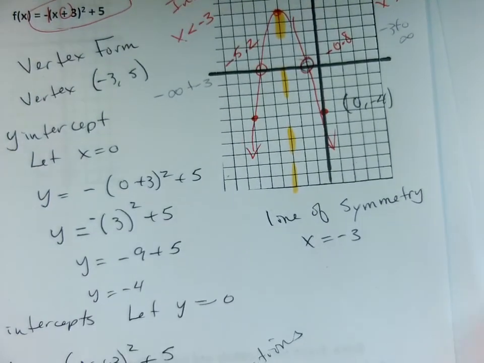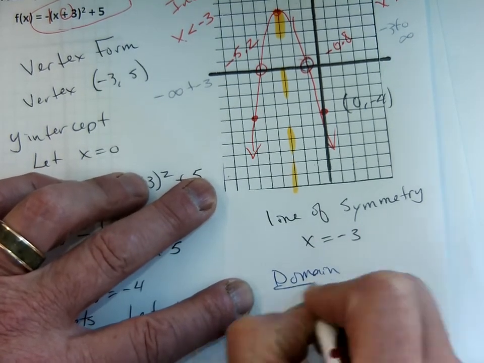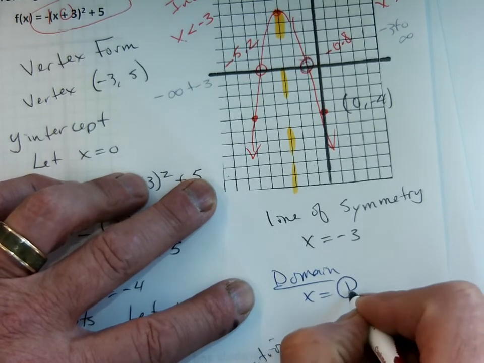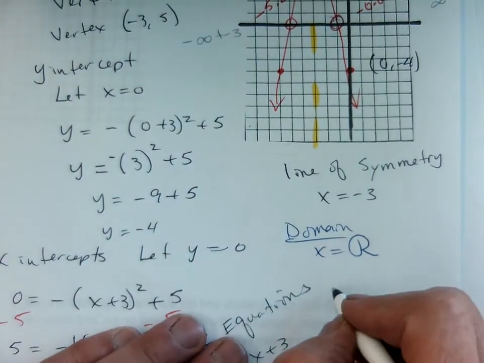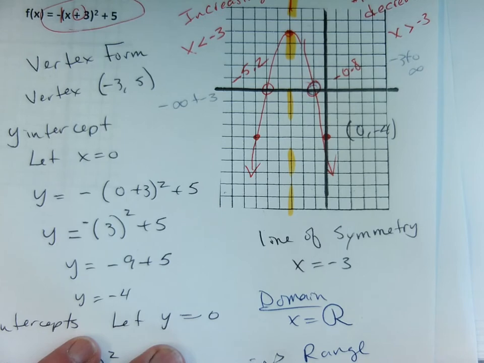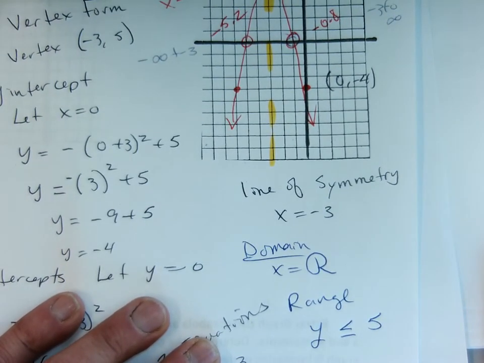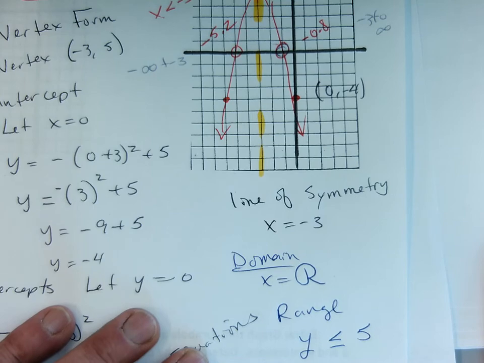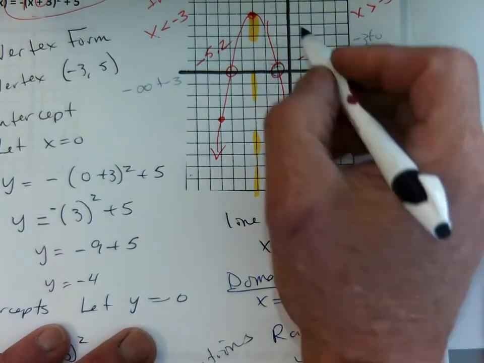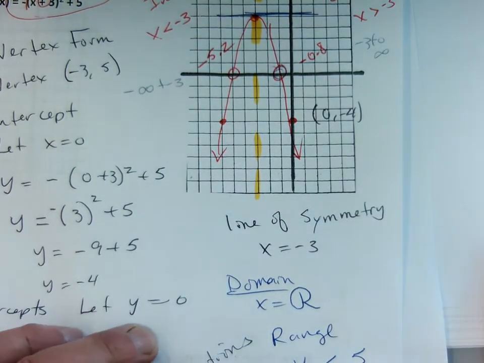That's easy, right? What's my domain? All real numbers. Yep, it is. So domain is all real numbers, x equals all real numbers. Range? Y is less than or equal to... I mean negative... 5. What's the highest value? Yeah, 5, and then it goes down. You guys agree? All right.